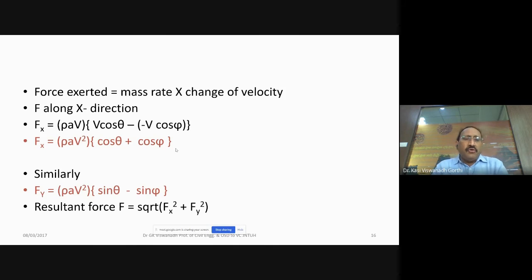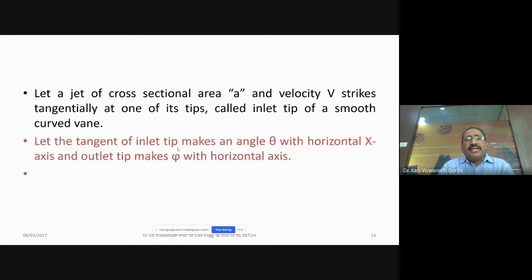So the force along the x direction, that means along the axis of the vane that you are taking, you'll have rho a v, the mass rate, into the change of velocity: v cos theta for the incoming liquid jet component, and minus v cos phi for the outgoing liquid jet. Why this minus sign once again? The minus sign is because v cos phi is opposing the original jet direction. The component of the leaving liquid jet is opposing the original jet direction.